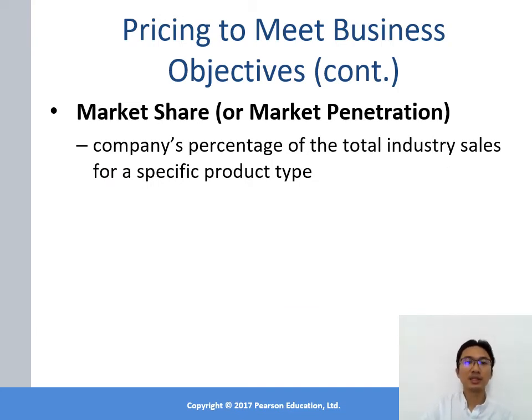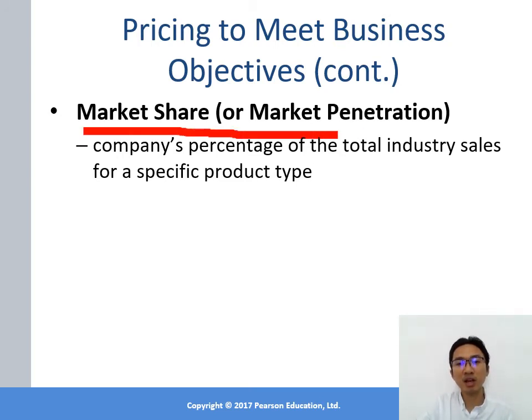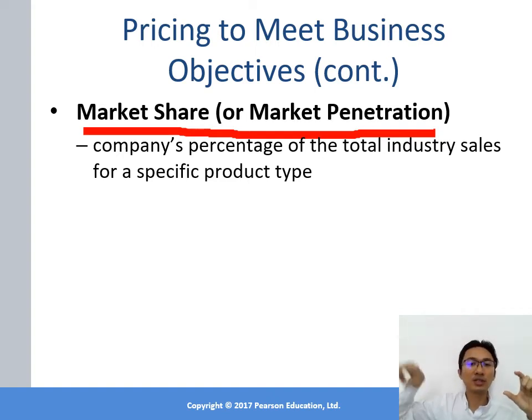In the long run, businesses must make profit to survive. However, sometimes they are willing to accept minimal profit or even losses just to get buyers to try their products. So this is what we call the market share or market penetration objective. Market share is the company's percentage of the total industry sales for a specific product type. Even with established products, market share leadership is very important, sometimes more important than profit itself as a pricing objective.